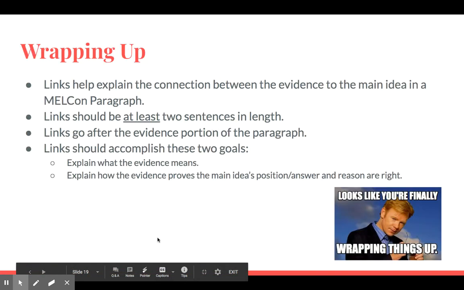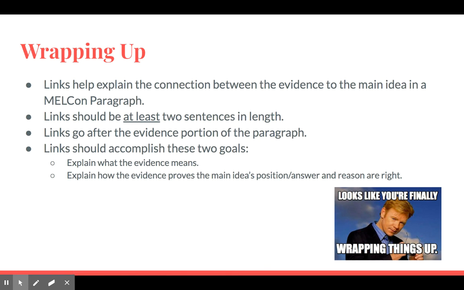So, to conclude, we're wrapping up here. Links help explain the connection or the link between the evidence to the main idea in a MELCon paragraph. Links should be at least 2 sentences long because they are answering 2 questions. First, what is the evidence saying? And second, how does the evidence prove or connect to our position or answer and reason in our main idea sentence?